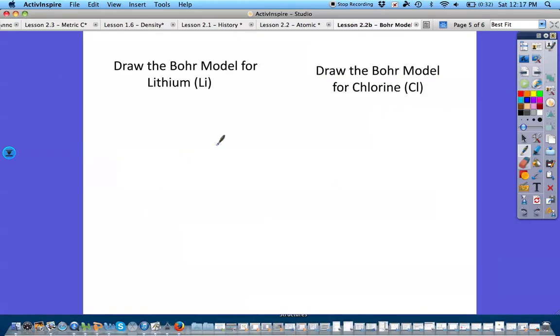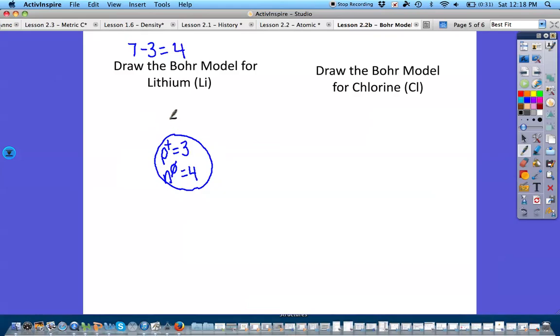So we're going to draw a Bohr model for lithium and chlorine. If you take a look at lithium, the atomic number is 3, so we have 3 protons. And the neutrons is the mass number minus the atomic number. So to find the most common isotope, you're going to take the average atomic mass and round it to a whole number, which is 7 for lithium, minus our protons, 3. That gives us 4 neutrons. That is in our nucleus.